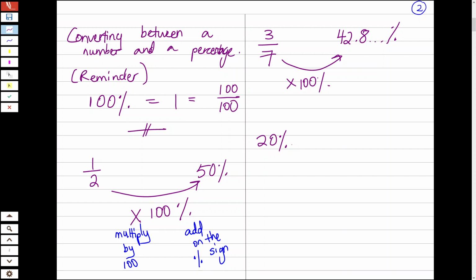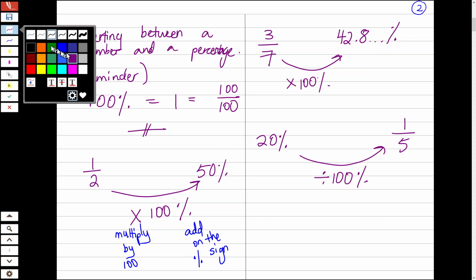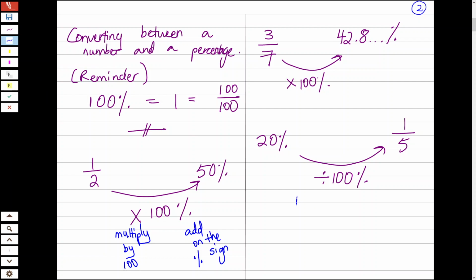Many of you will know that 20% is the same as 1/5 because 20 times 5 gives you 100. But if I didn't know that, I need a process that I can follow to get from 20% to 1/5. And Jess already suggested something. We should divide by 100 and we should remove the percent sign. Okay? So I'll write it in words for you. Divide by 100 and remove the percent sign.